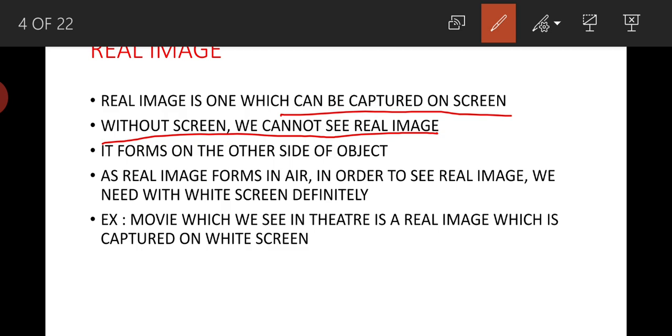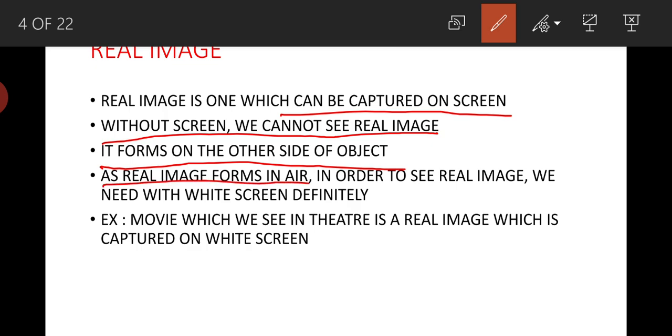That is why in order to see that image which is forming in the air, we need to place a screen at that point. Wherever the image forms in the air, if we place a white screen at that point, only then can we see that real image. Otherwise we cannot see that image. We cannot see it with our naked eye directly. It forms on the other side of the object. Real image always forms on the other side of the object.